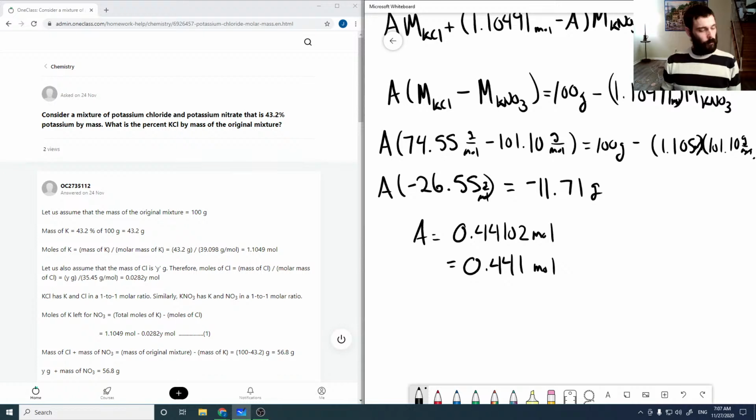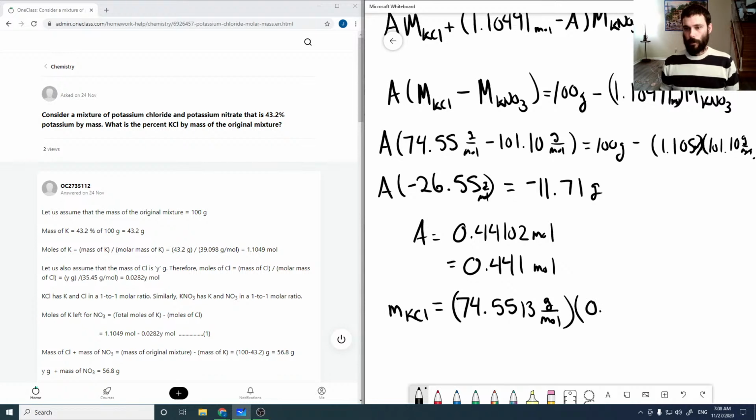So now, if that's our molar amount of A, which is the molar amount of KCl, that means our mass of KCl is just our molar mass, 74.5513 grams per mole, times our number of moles, which is 0.44102.